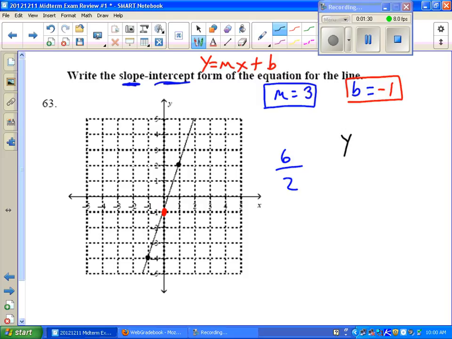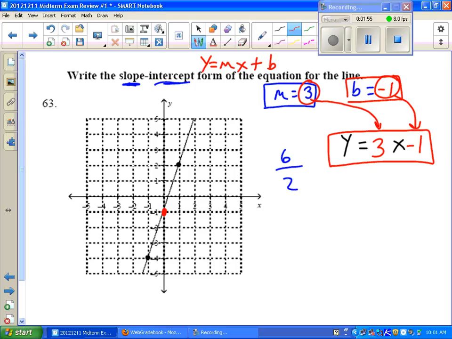Y equals, and we're going to skip ourselves a space and then put an x. We're skipping a space because that's where m goes. M's value is 3. So y equals mx is 3x. And then it says plus b, plus a -1 we'll put there, which is the same thing as minus 1. Don't write it as plus a -1 or you get a point taken off. Y equals 3x minus 1 is your slope-intercept form of that equation.